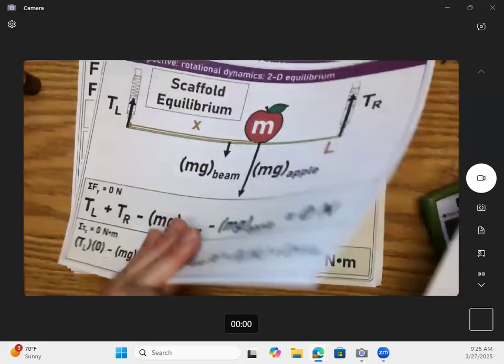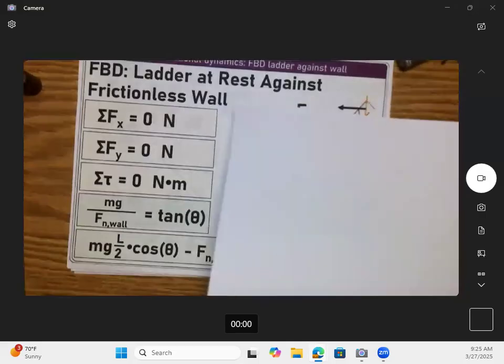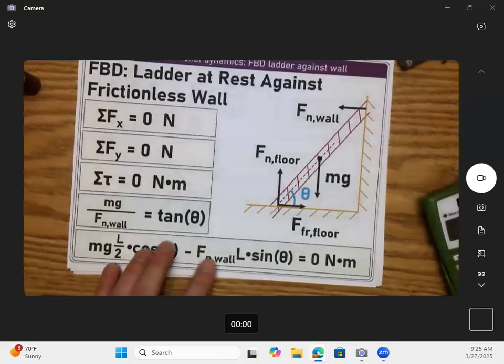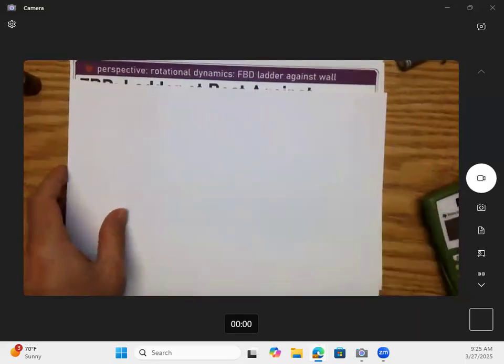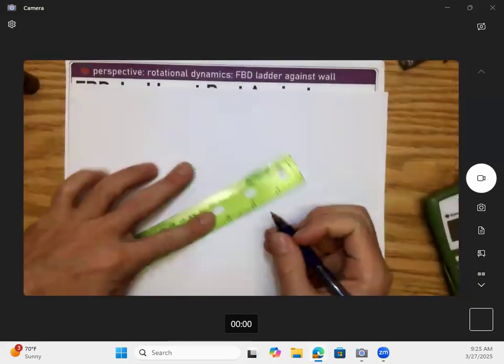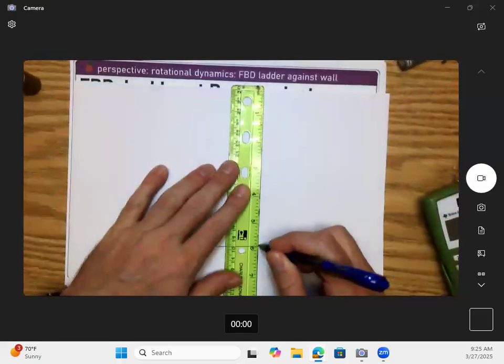Ooh, a ladder resting against a frictionless wall. This is a classic physics question. I wouldn't be surprised at all if you guys got this question. So here's what we do with this one. Let's just draw this one, and I'll have you guys draw the free body diagram for this situation.